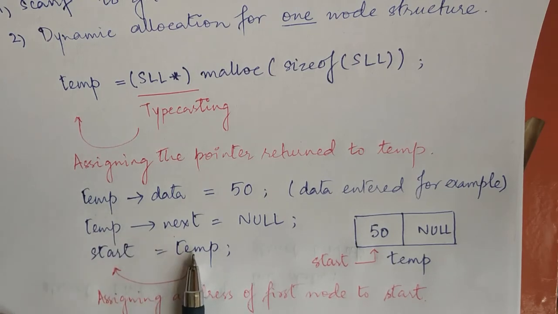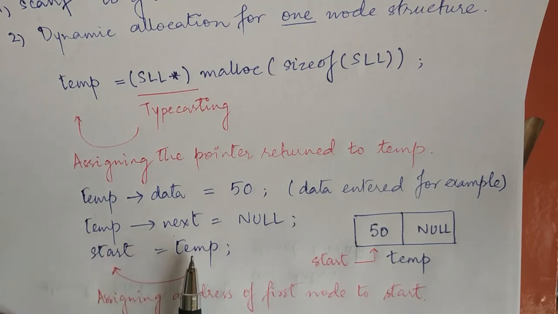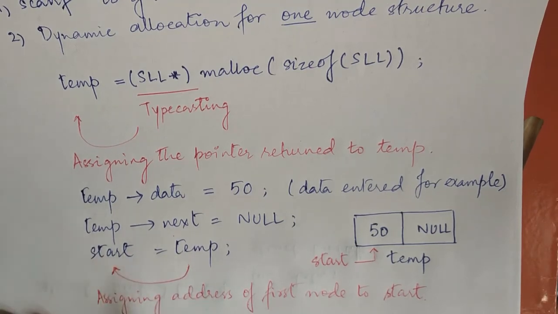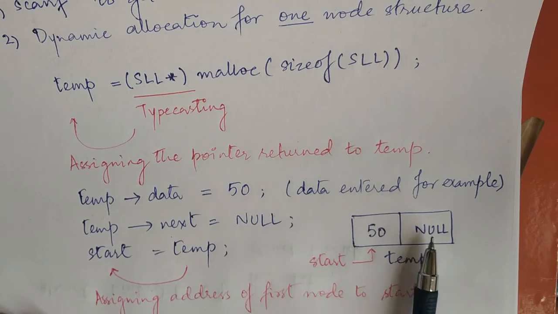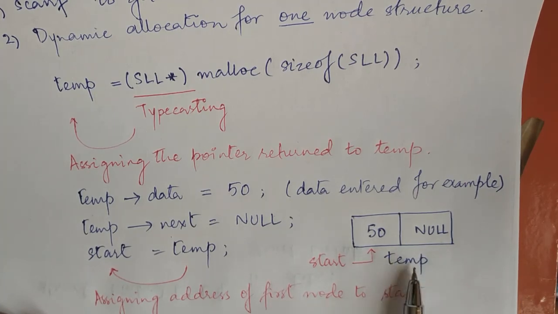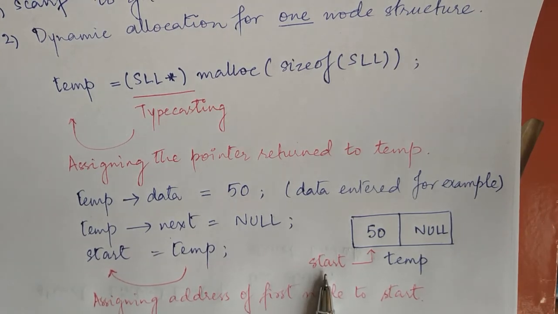The address of the first node should be in start, because this will help us to basically access our linked list. So I'm putting this address in start, and what I get is this kind of structure in memory where you have 50 as data and you have null in the next field, and this address was actually in temp. Let's say the address was 2000, so that 2000 is in temp. Now I have copied that 2000 to start, and start is one variable that you have to take care of, as I mentioned earlier, because this is basically the key to the door of the linked list. So if you lose this, you lose your entire linked list.